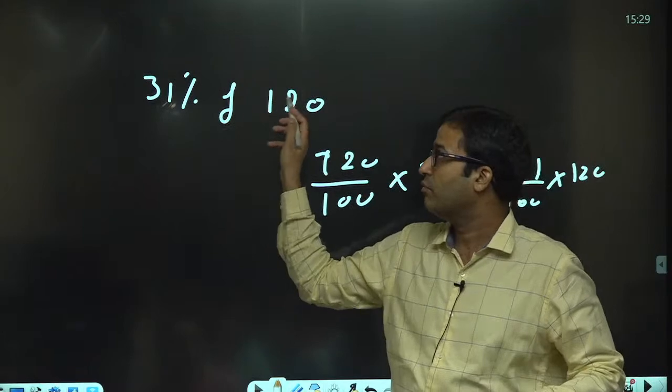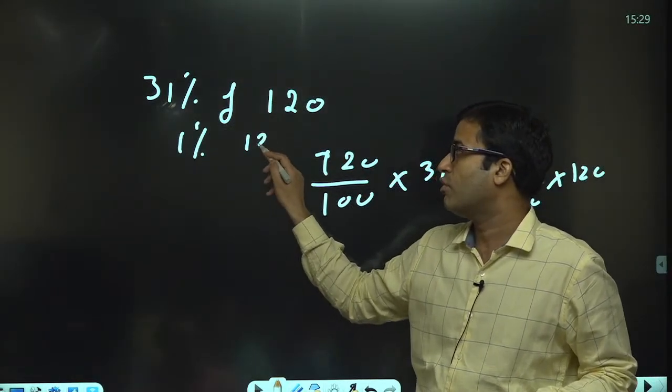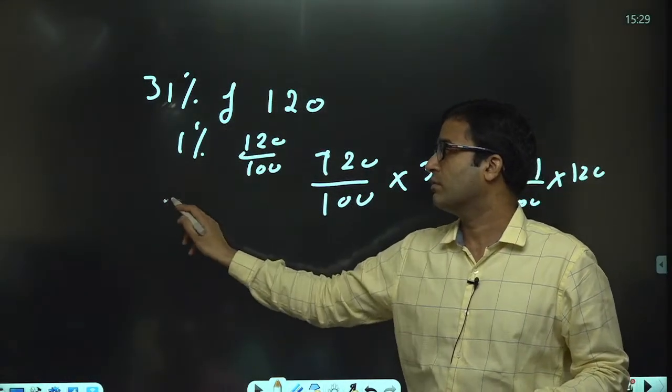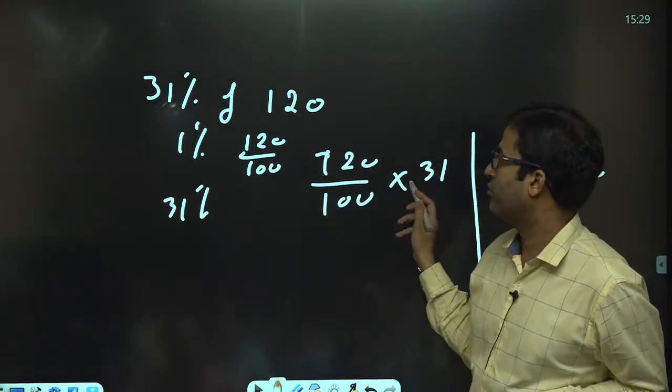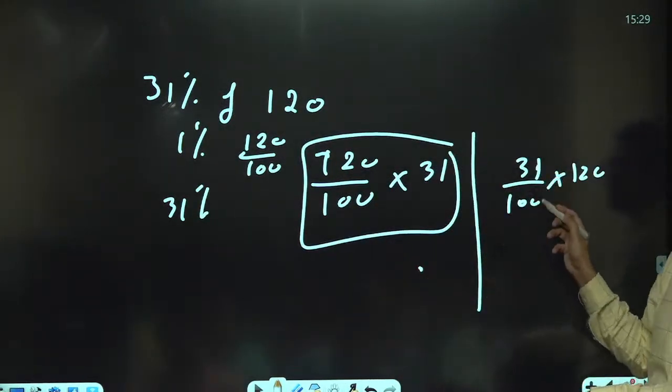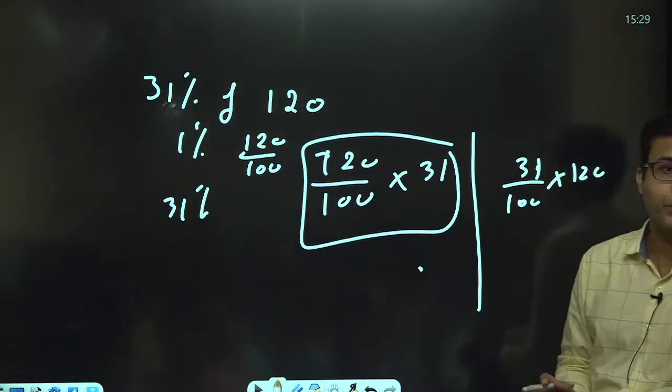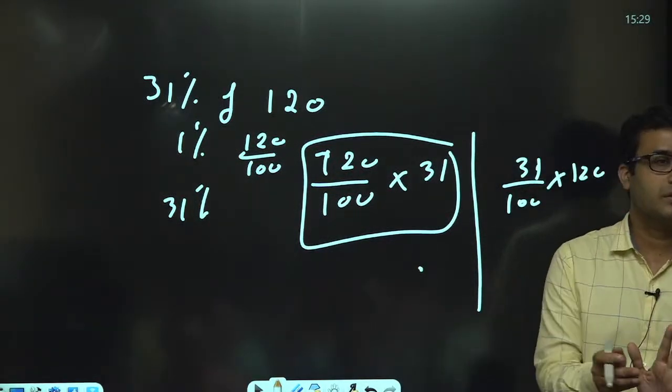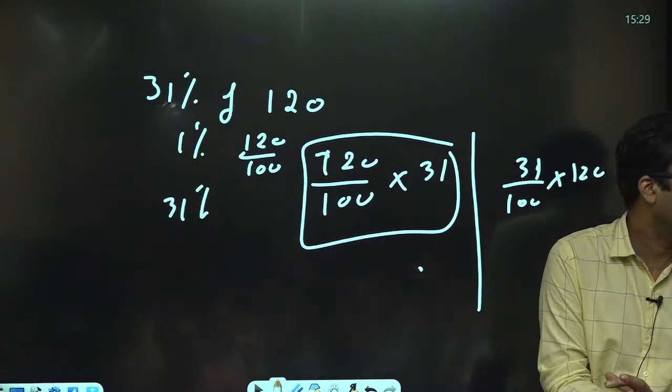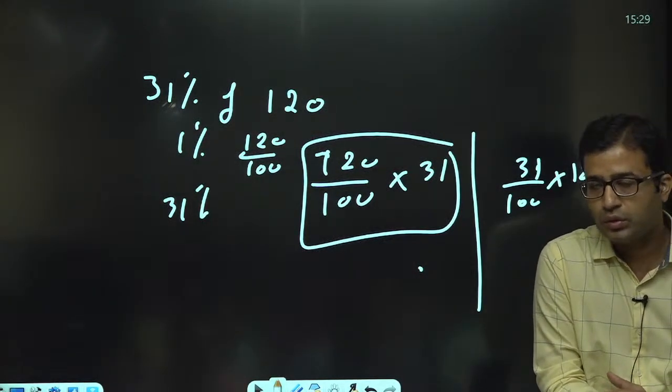यूनिटरी मेथड क्या कहता है? What is 1% of 120? 120 upon 100. What will be 31%? Multiply with 31, this one. Or you can say 31 upon 100 into 120. Acha, how many of you got the answer? 37.2. Okay.